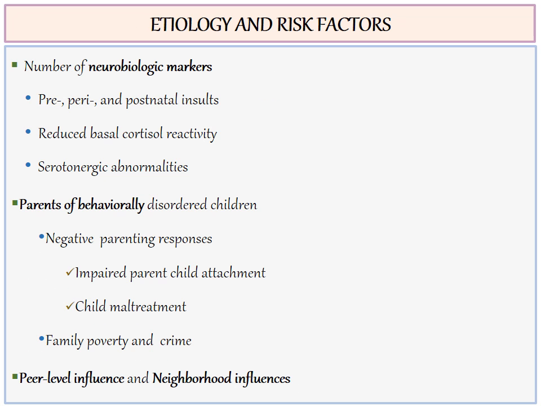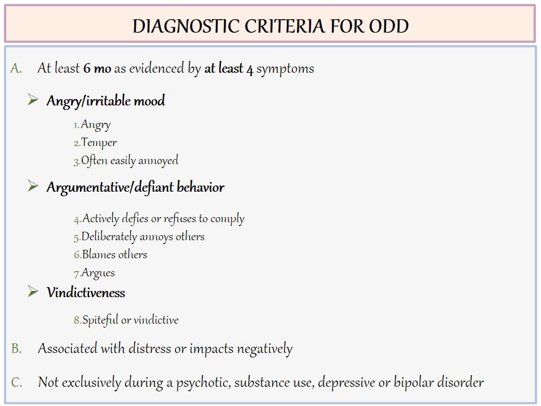Etiology and risk factors in oppositional defiant disorder: a number of neurobiologic markers, peri- and postnatal insults, reduced basal cortisol reactivity, serotonergic abnormalities, parents of behaviorally disordered children, negative parenting responses, impaired parent-child attachment, child maltreatment, family poverty and crime, peer-level influence and neighborhood influences.